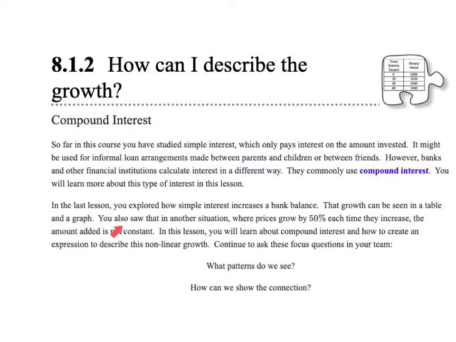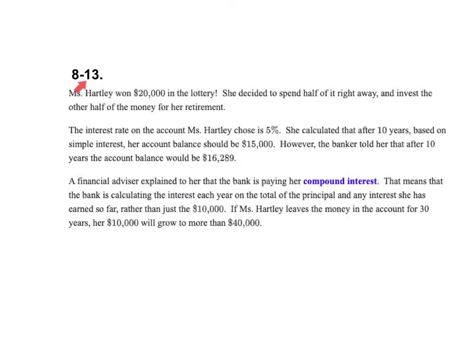All right, and then the bottom part here just basically talks about what we talked about in the last lesson and finishes with that growth of 50% from the baseball card. So we're going to look for what patterns we see and how we show the connection. Let's take a look at the first problem. So the first problem is 8-13.